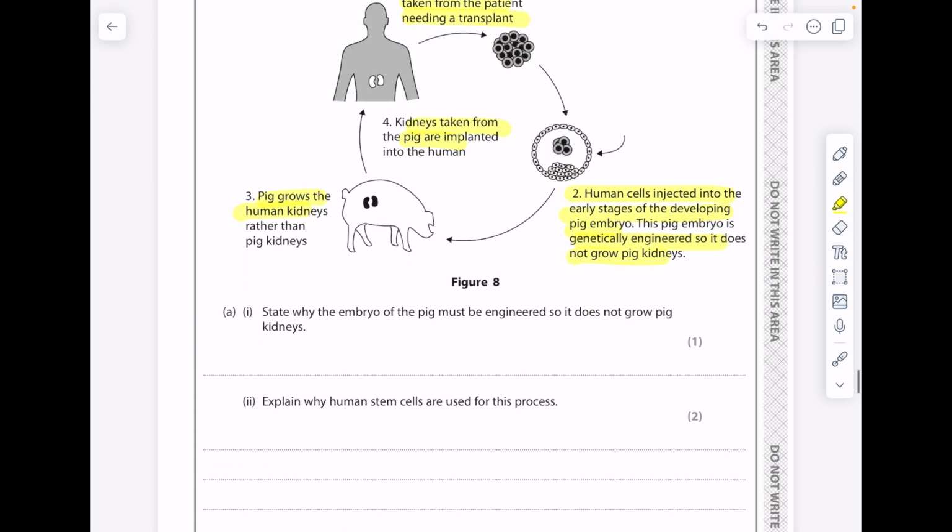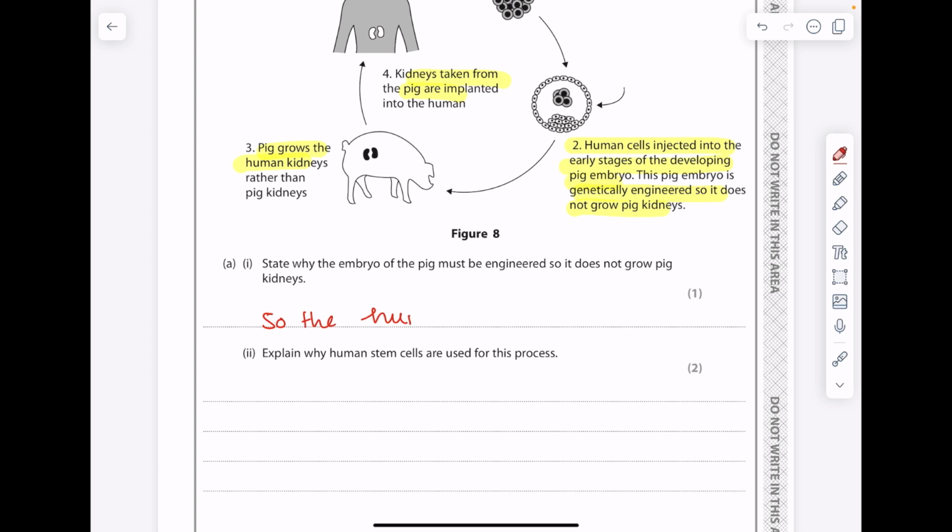Poor pig. State why the embryo of the pig must be engineered so it does not grow pig kidneys. I think it's really so that the human kidneys form properly, because they wouldn't form properly if there were pig kidneys also growing at the same time.